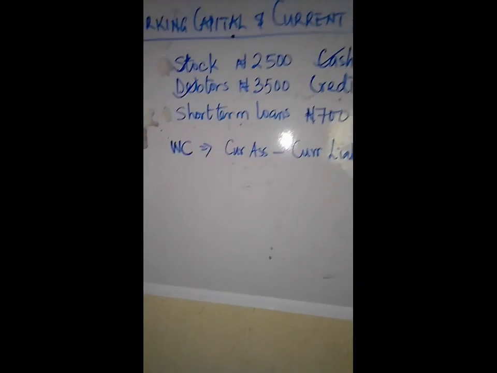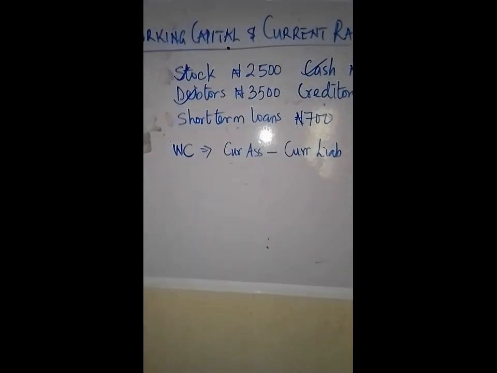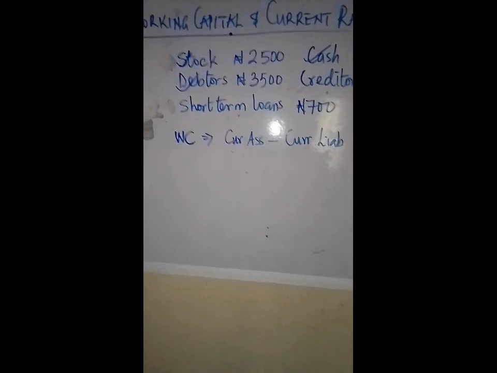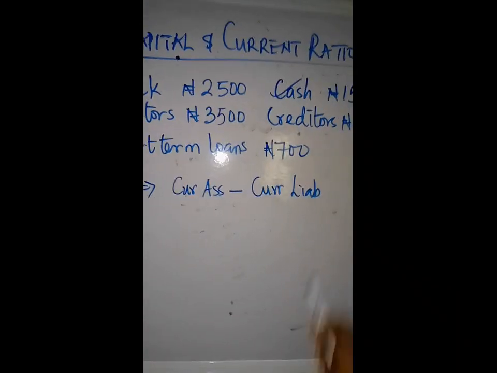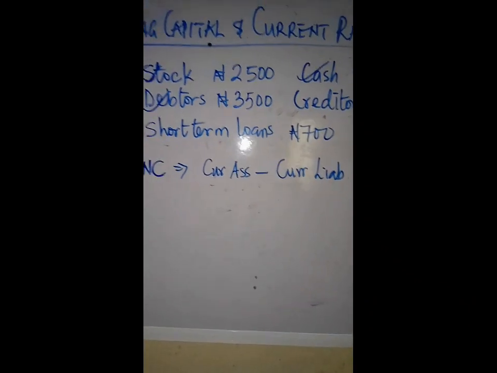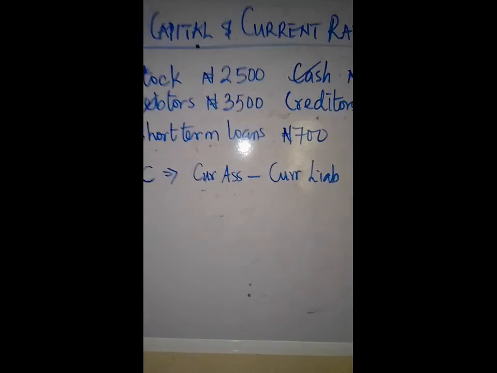Now, because working capital is current assets minus current liabilities, what do you do? You check all these current assets. Stock is 2,500, cash is 1,500, that is 4,000, plus 3,500, 7,500.